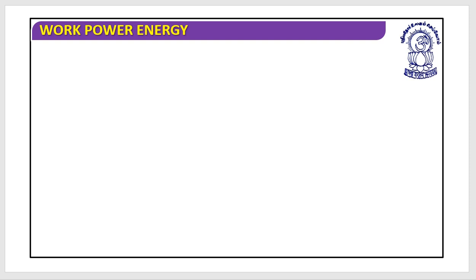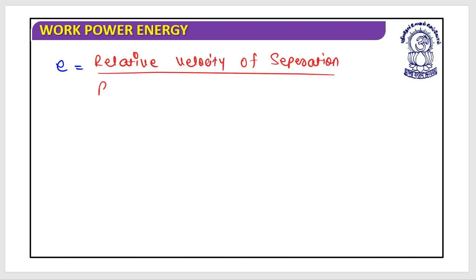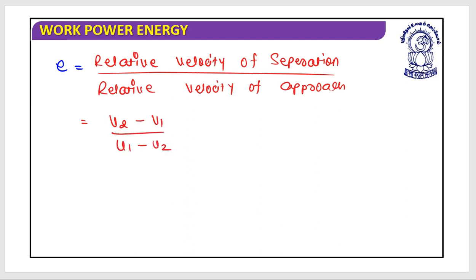So if you remember very carefully, what was E? It is the relative velocity of separation divided by the relative velocity of approach. So this is equal to v2 minus v1 divided by u1 minus u2, and this is E.